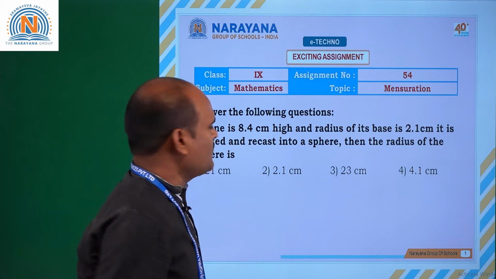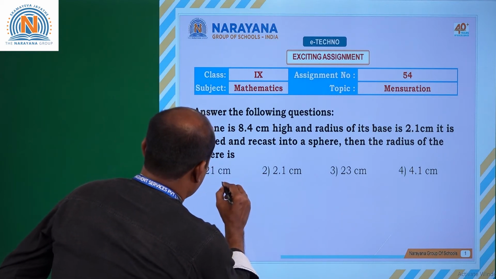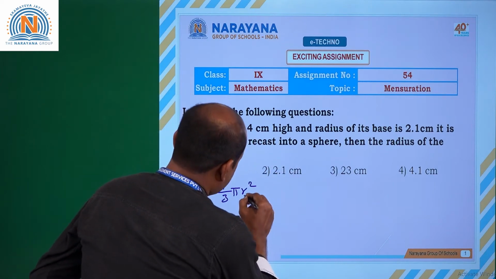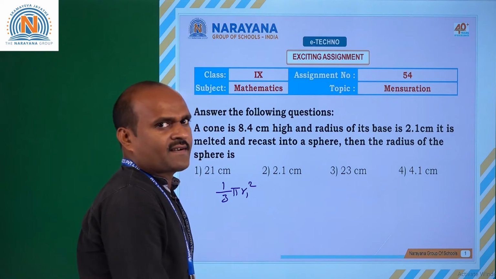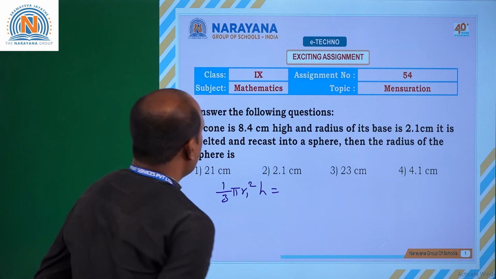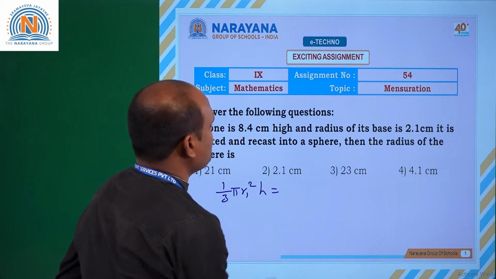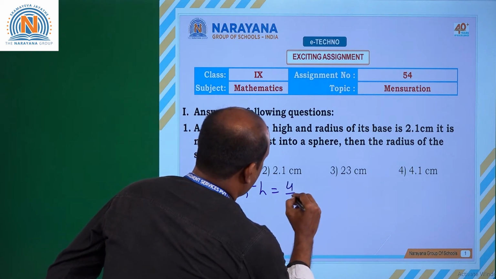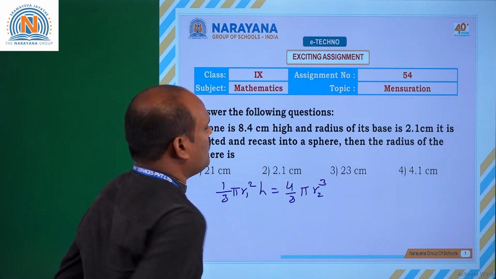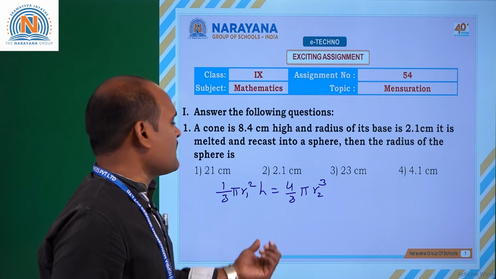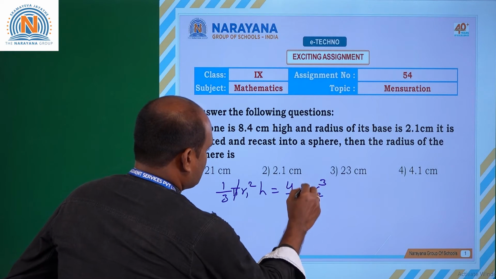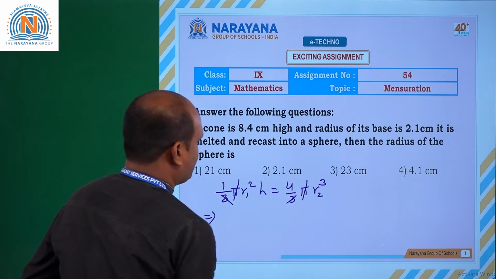So what is the volume of a cone? 1/3 pi r square h. Suppose r1 is the radius of the cone. 1/3 pi r1 square h is equal to the volume of the sphere, which is 4/3 pi r cube. Here I will take r2 as the radius of the sphere. So here pi and this pi get cancelled. This 3 and this 3 get cancelled, right?